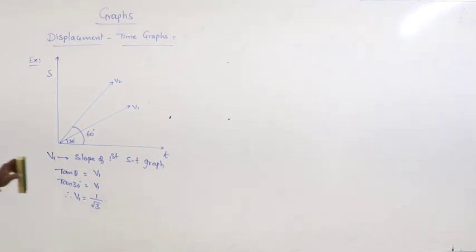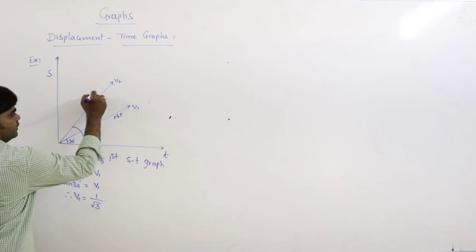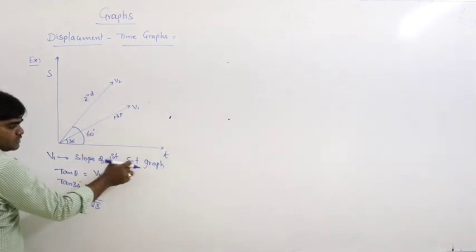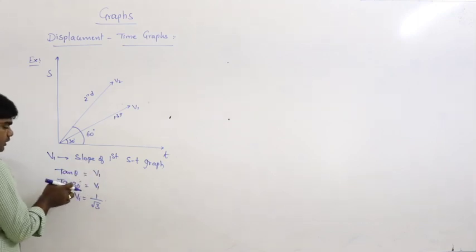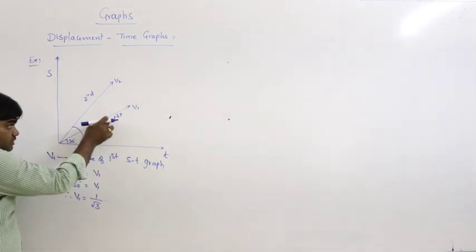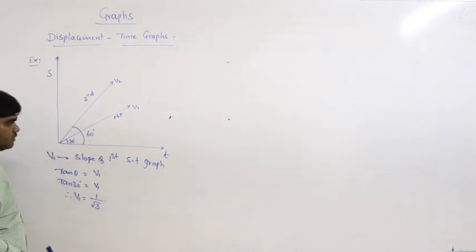So V1 is the slope of the first line, and let us say the second line is V2. V1 is the slope of the first displacement time graph, therefore tan theta is equal to V1. Theta is 30 for the first line. What is the angle? 30. So V1 is equal to tan 30, which is 1 by root 3.